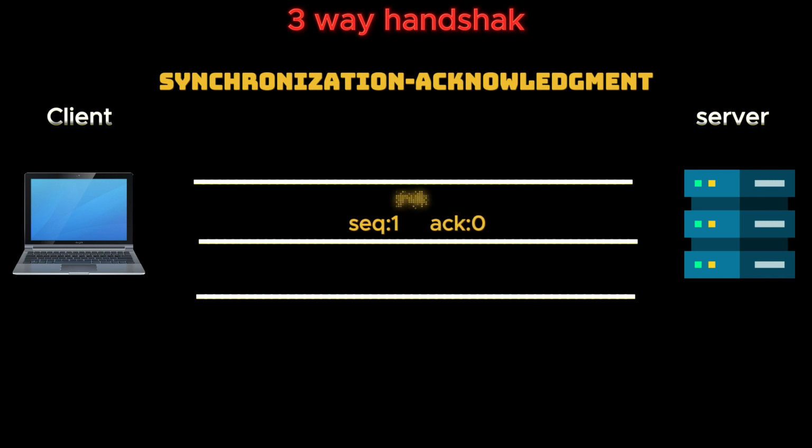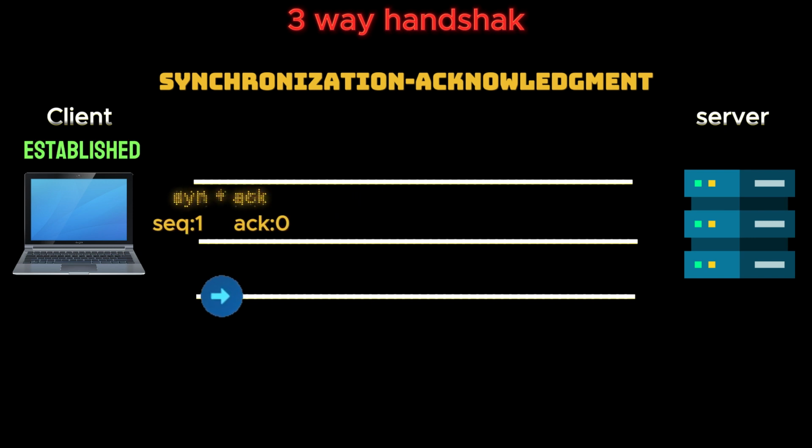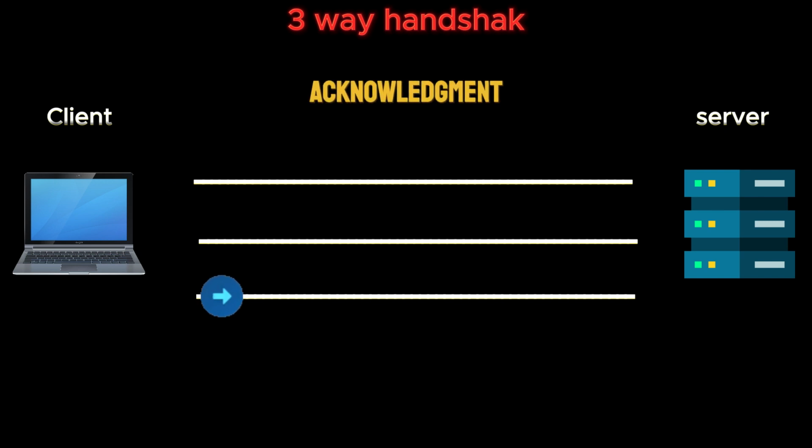This is mainly used for synchronization in the other direction and acknowledgement for the signal received. It does not carry any real data. It also consumes one sequence number. Acknowledgement. It is just an acknowledgement segment. It does not consume any sequence number if it does not carry any data.